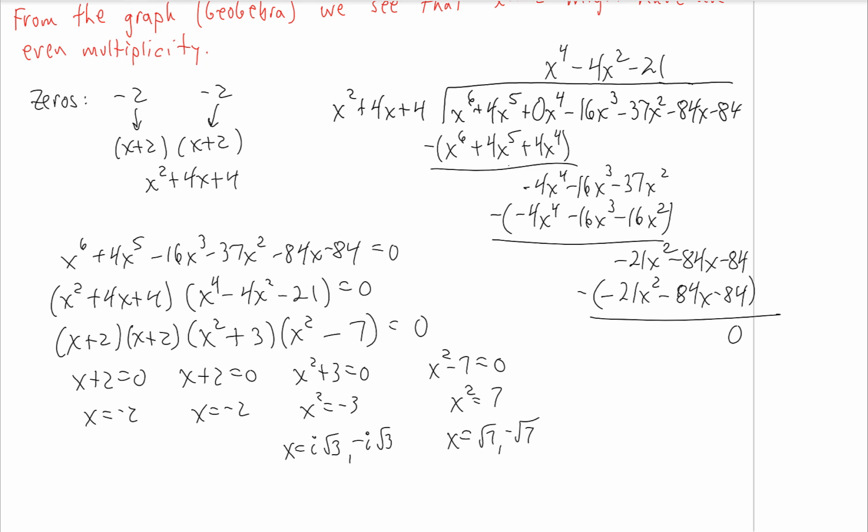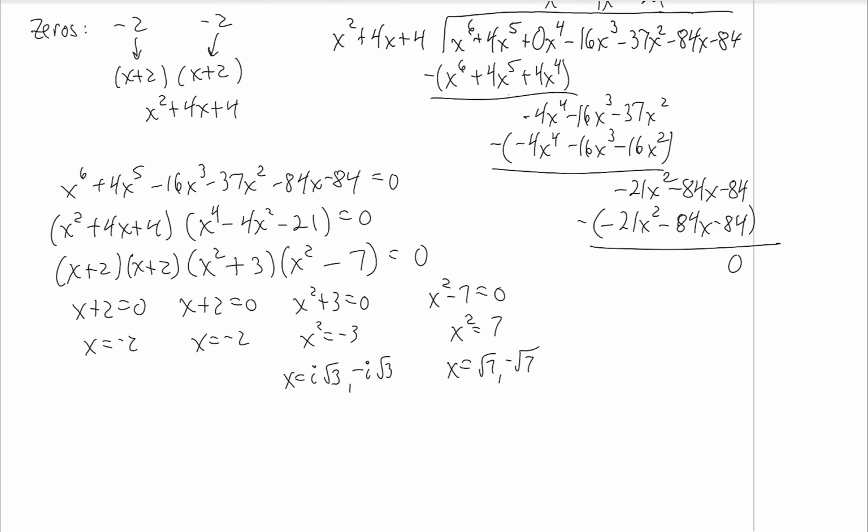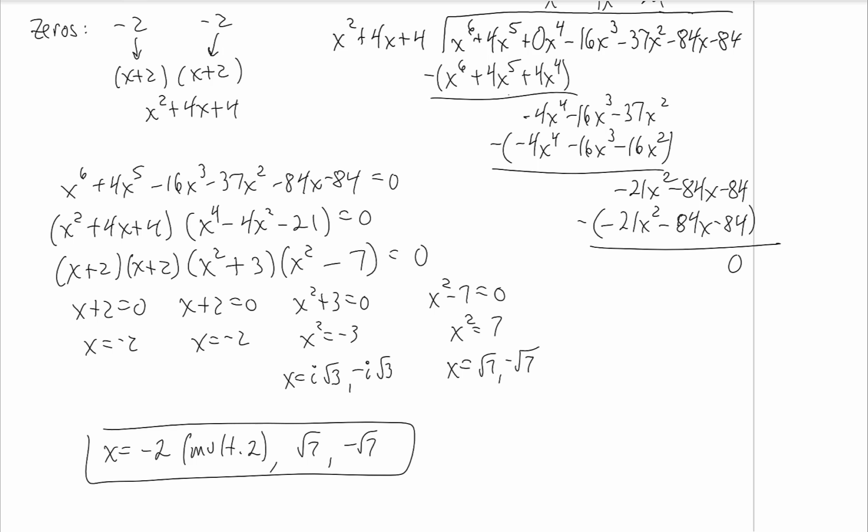So the directions were to only find the real solutions. So the real solutions are negative 2, multiplicity 2, and then principal square root of 7 and the negative principal square root of 7, the opposite of that. So those are my real solutions. There are 2 that are non-real though, so these, for now, we're ignoring. We weren't asked to find those, so we'll just kind of let them go.